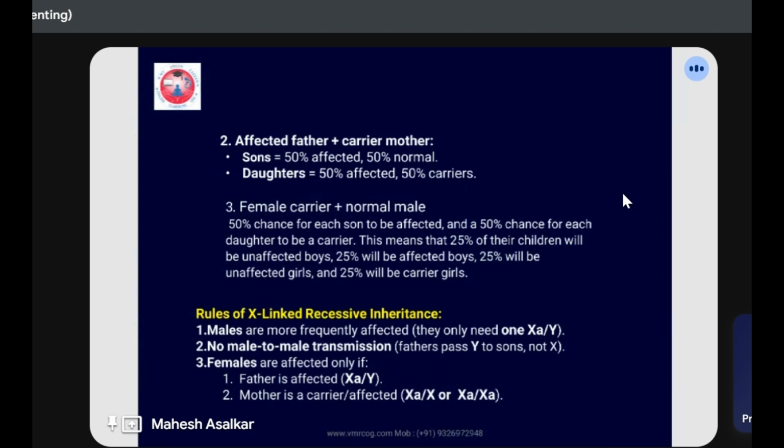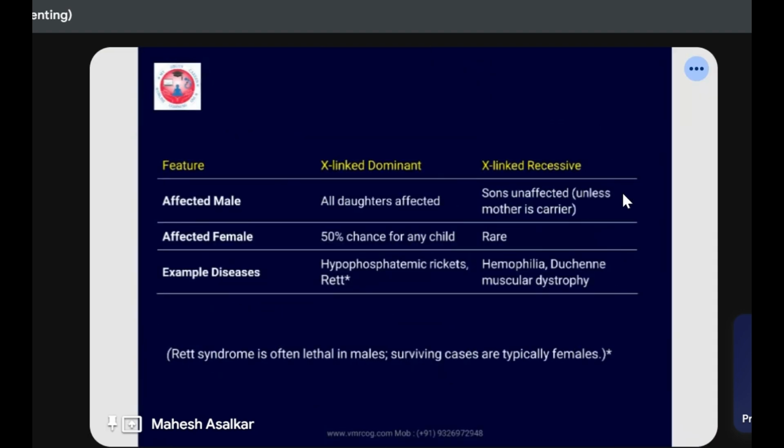So if a pedigree chart is given, then you see what the affection is in the sexes. That is how you will come to know whether it is sex-linked or autosomal. Now let's see the difference between X-linked dominant and X-linked recessive. So if there is an affected male in X-linked dominant, all daughters will be affected.